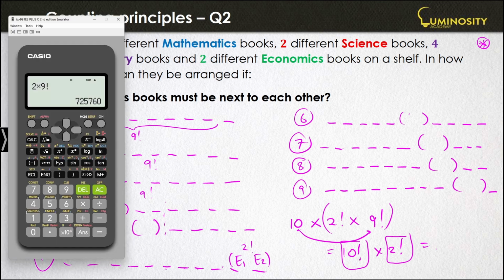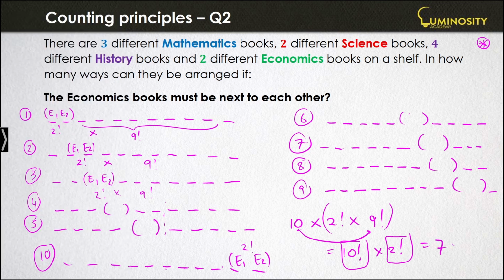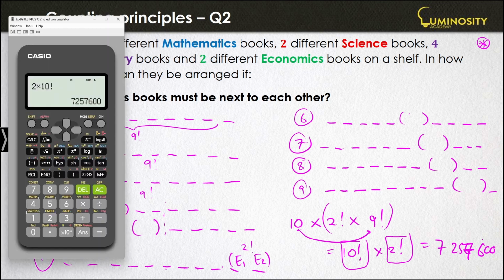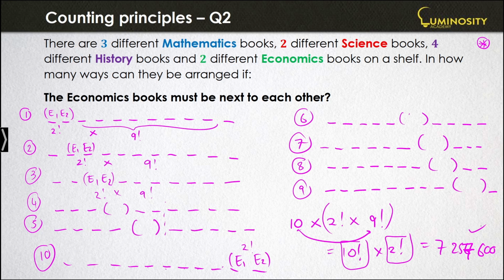Okay, so let's do that. So 2 is 2 factorial, and then times 10 factorial. So that's 7,257,600. Okay, let's just double check that. Okay, so 2 factorial times 10 factorial is 7,257,600. Okay, so that's the total number of ways if the economics books must be next to each other.